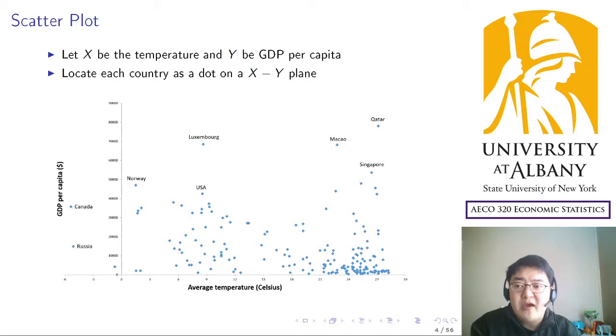This is a scatter plot. You may have heard about scatter plots. In this scatter plot, you have two axes. On the horizontal axis, I list average temperature. Russia and Canada are on average below 0 degrees, freezing on average. The highest is between 27 and 28 degrees. On the vertical axis, we have GDP per capita from 0 to 90,000. The highest is Qatar. On this two-dimensional plane, of course, the horizontal axis is the x-axis, and the vertical axis is the y-axis.